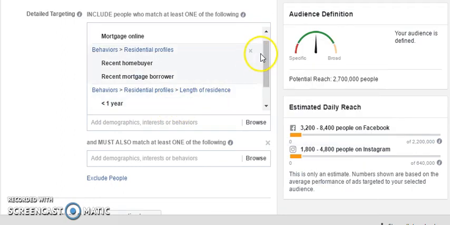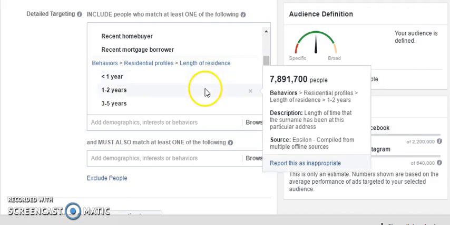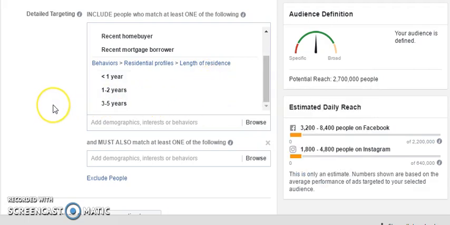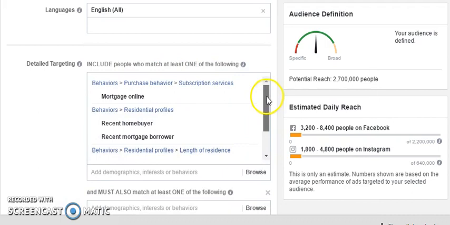And I also included these, which you can eliminate one or just have one or not have any of these if you want. So people, length of residence, basically under a year, 1 to 2 years, and 3 to 5 years. So again, these are all great ways where we can target people that might be overpaying on their mortgage to do a refinance. And you're selling them a service that doesn't cost them any money.